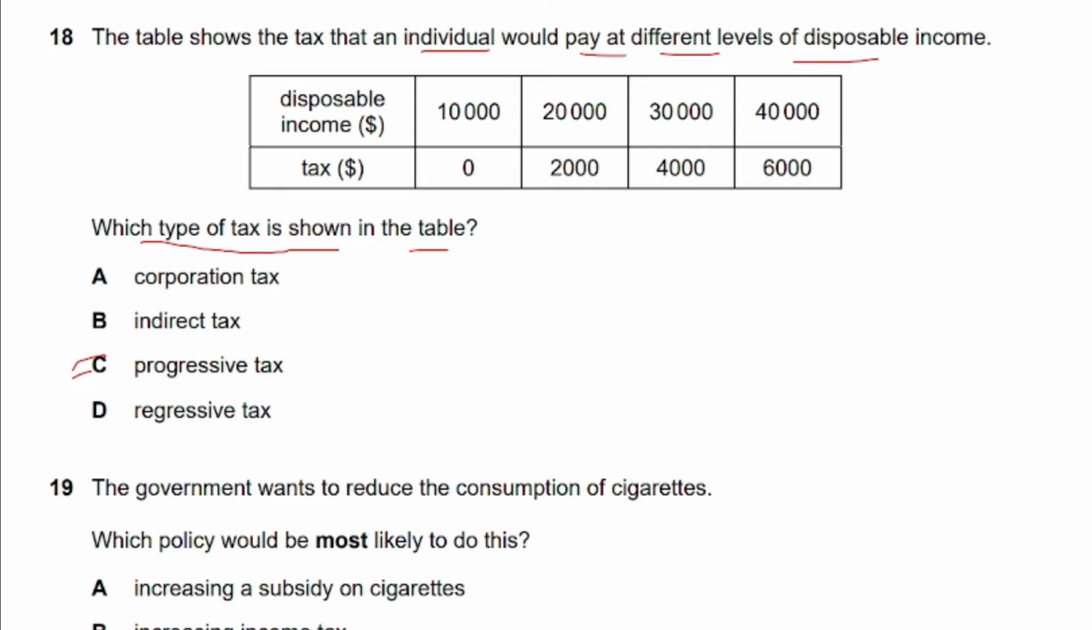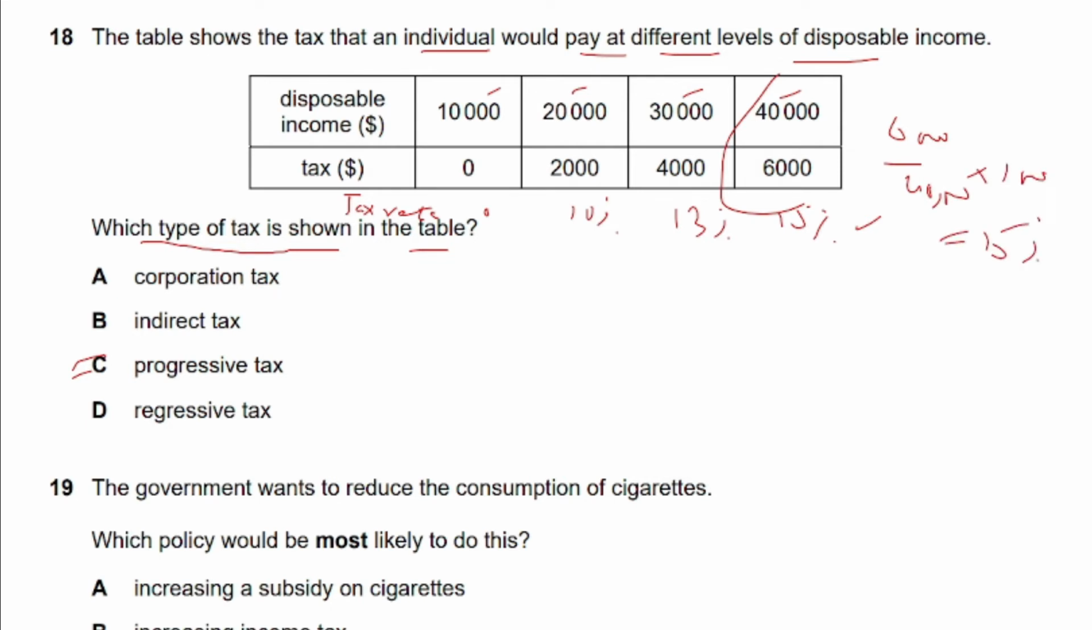You can see that initially the tax rate is 0%, then it is 10%, then it is 13%, then it is 15%. Income is increasing from 10,000, 20,000, 30,000 to 40,000, and the tax rate is increasing from 0 to 15%. When the tax rate increases with an increase in income, this is called a progressive tax. But you might be wondering how 15% comes here. What you can do is 6,000 divided by 40,000 multiplied by 100 will give you 15%. Same is 4,000 over 30,000, 2,000 over 20,000.